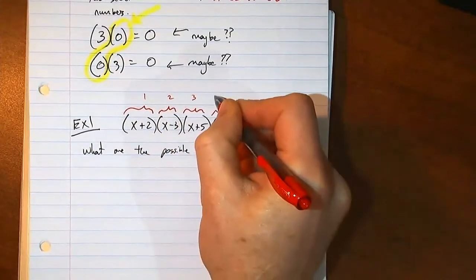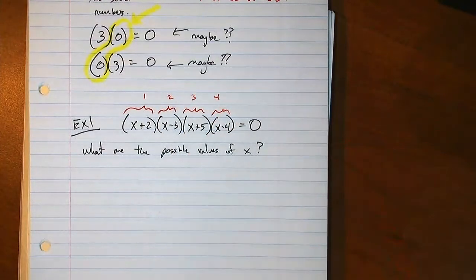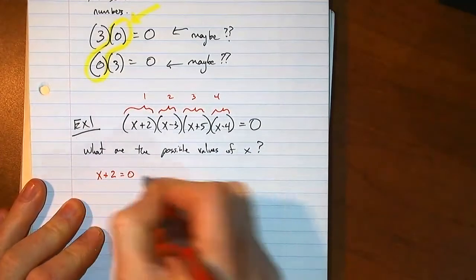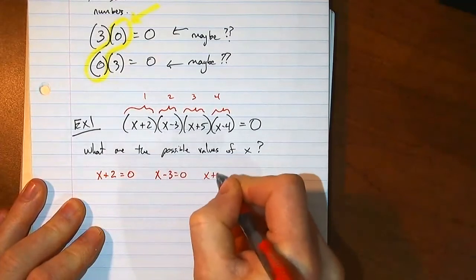1, 2, 3, 4. And when I multiply them, their answer is 0. So this goes back to this exact notion. That means one of them has to be a 0. So the way that we solve this is we simply set each one equal to 0.